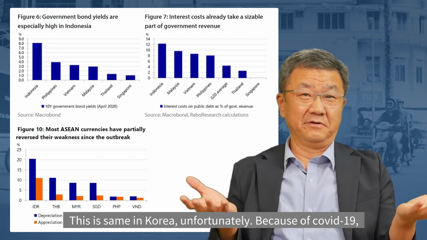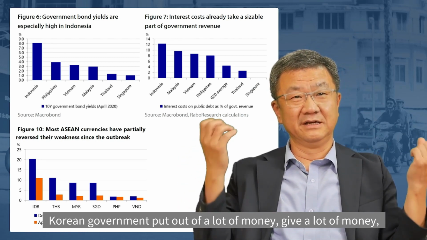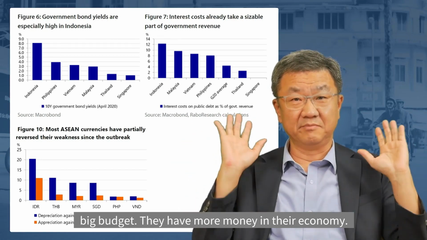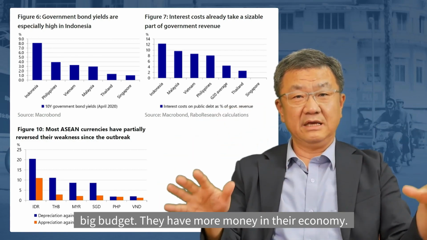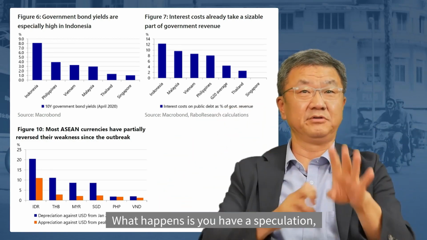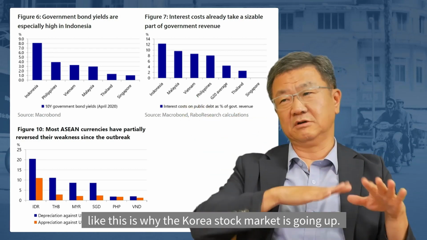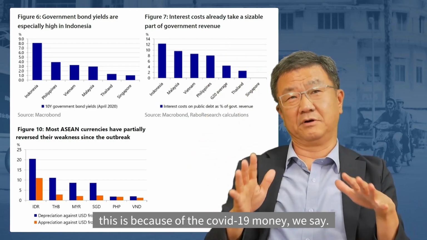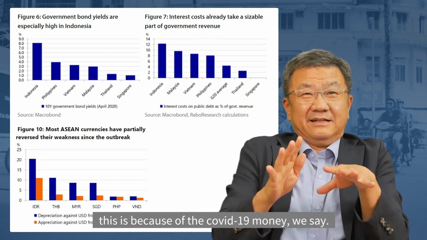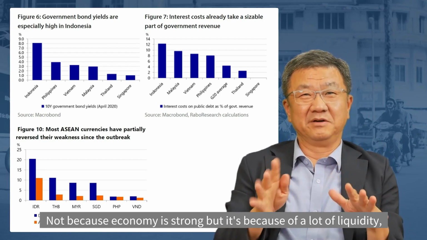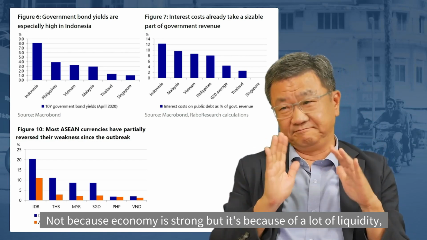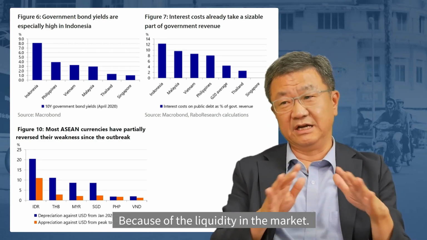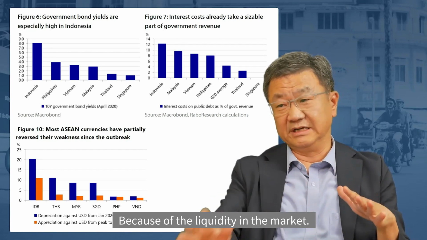Now this is the same in Korea. Unfortunately, because of COVID, the Korean government gave a lot of money, a big budget. So if there is more money in the economy, what happens is you have speculation. This is why the Korean stock market is going up, and why the Korean real estate prices are going up. This is because of the COVID money, we say. Not because the economy is strong, but because of a lot of liquidity, as we say in specialized terms, liquidity in the market.